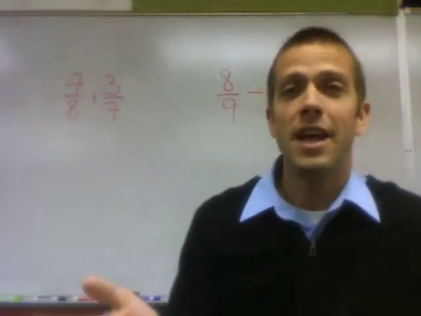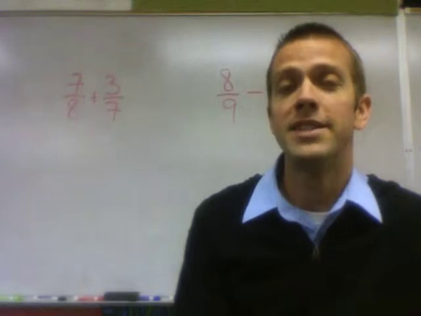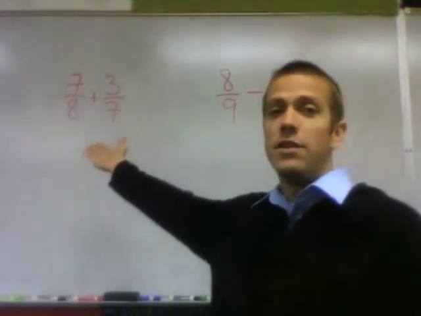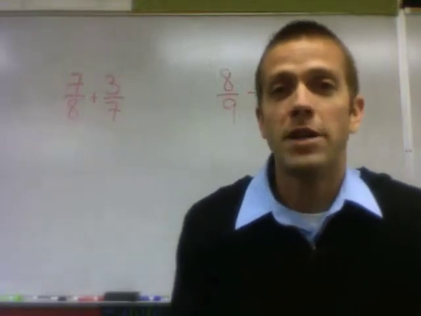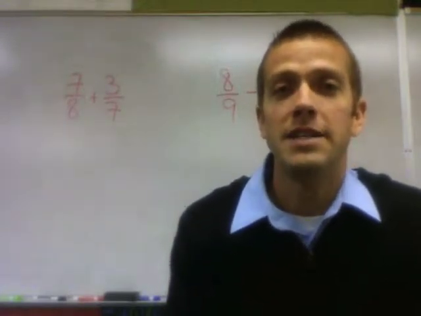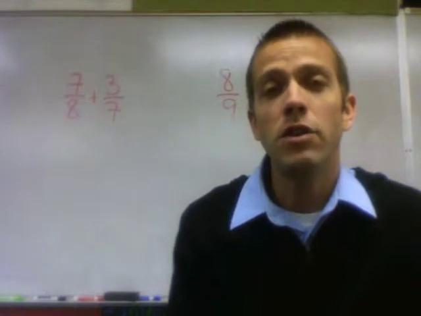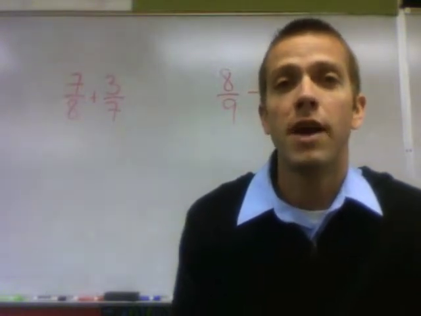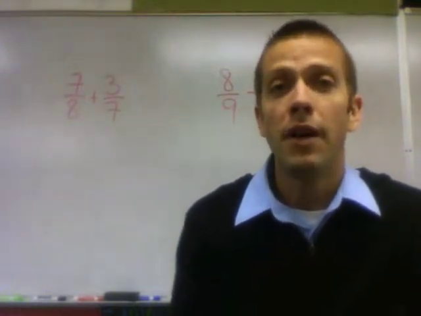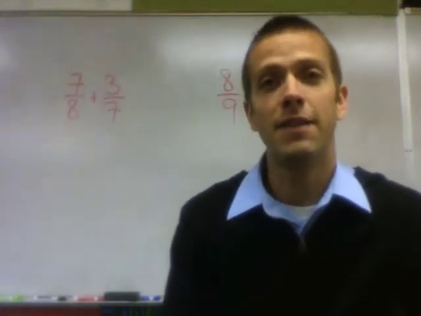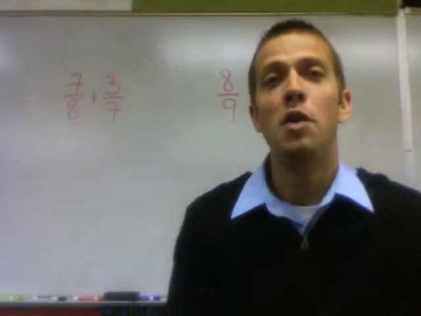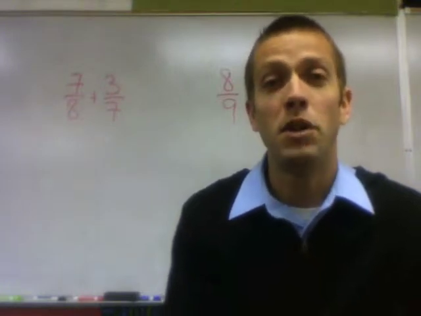So you can't just add the top and keep the bottom the same, because what would you keep here? The 8 or the 7, right? So your goal in adding or subtracting fractions with unlike denominators is to make those denominators the same. And you could do that by creating equivalent fractions, right? If you had a half and you wanted to change the bottom to a 10, you could just change the half to 5/10. It's the same as a half, right? But you changed the denominator to the number you wanted.